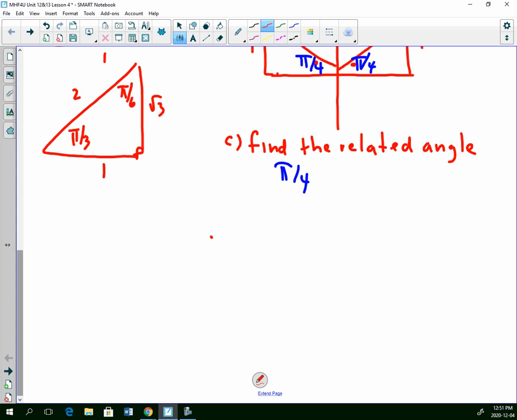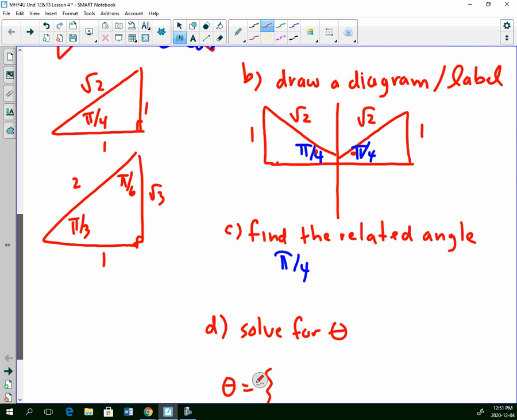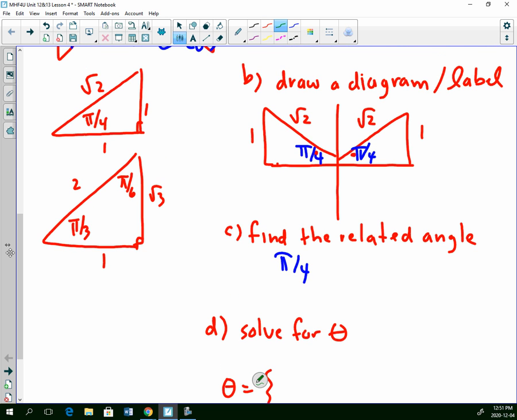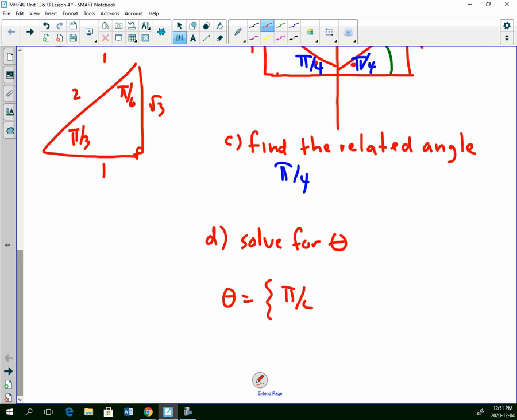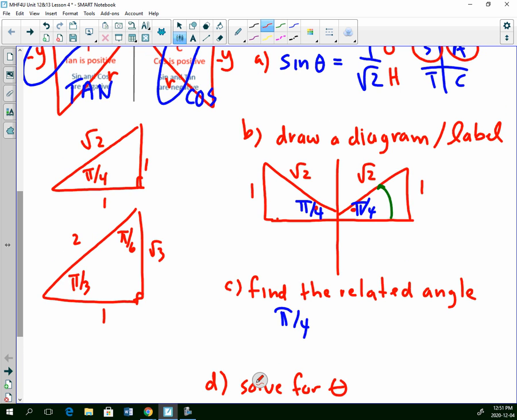And then finally, the last step is to solve for the angle, or we might use x instead of theta. So how do I find the solution? The solution is always from 0 to the terminal arm. So in quadrant 1, if I start at 0 and go to the terminal arm, that angle is pi over 4. If I go to the terminal arm in quadrant 2 over to here, well, what is that angle?